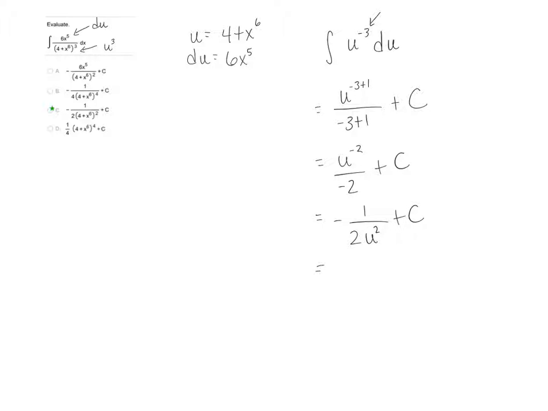And then we can just replace our u with what we said. I forgot my dx again. What u is right here. So 1 over 2 times 4 plus x to the 6th, squared, plus c, which is what we have right there.